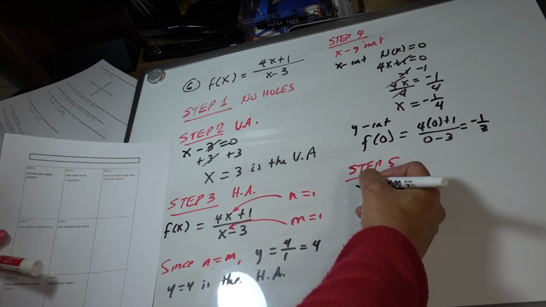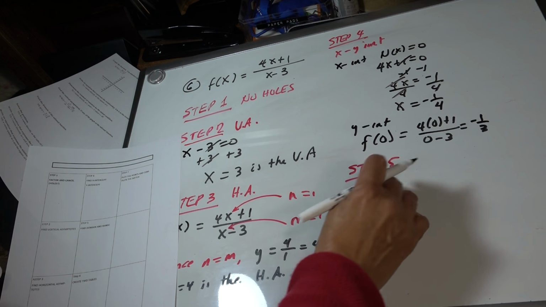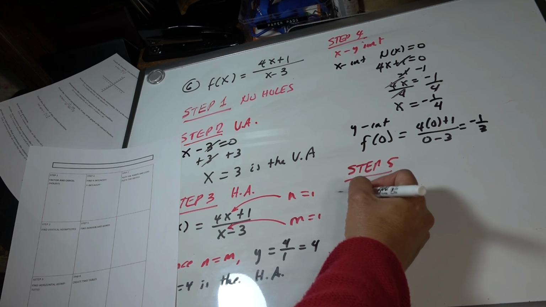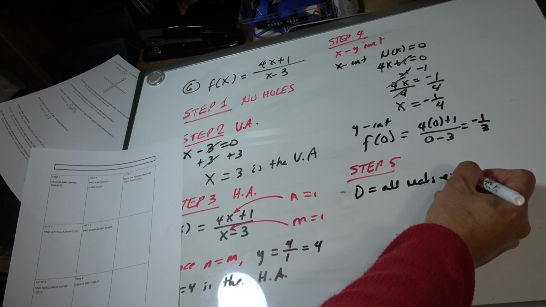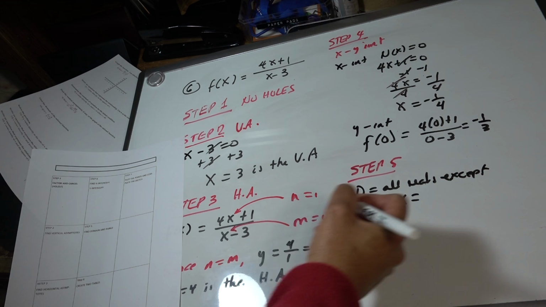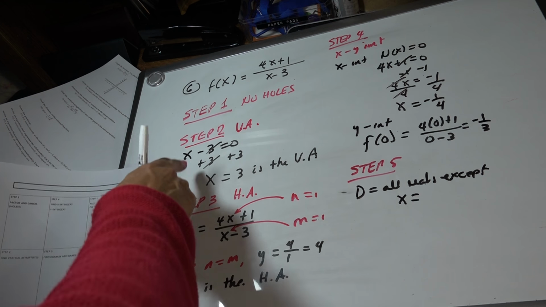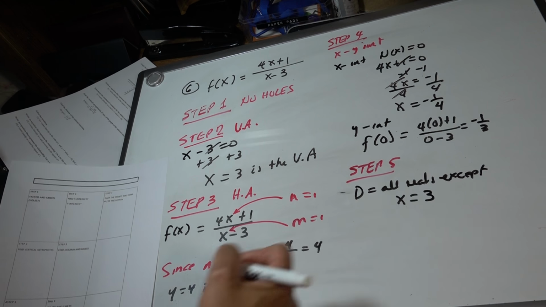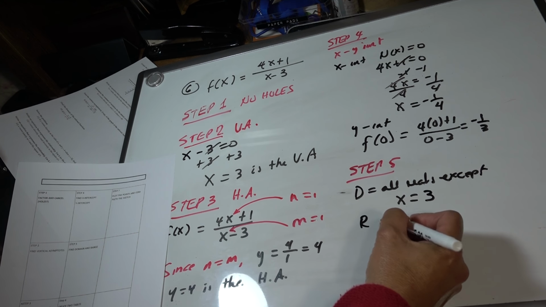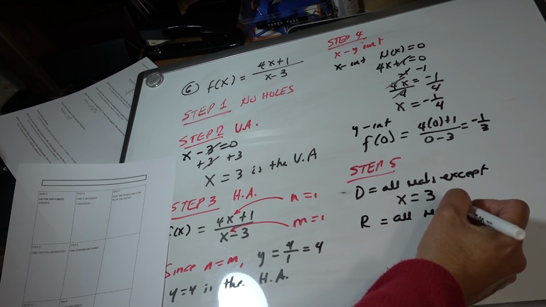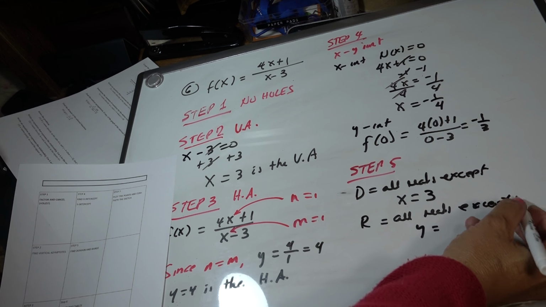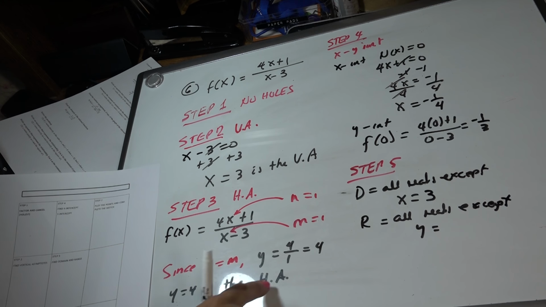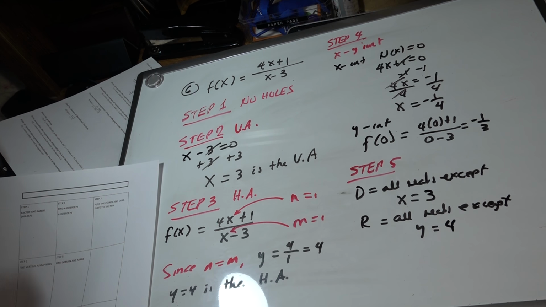So the domain is going to be all reals except x equals 3. In range, all reals except y when you have the horizontal asymptote. Y is 4. So that's step number 5.